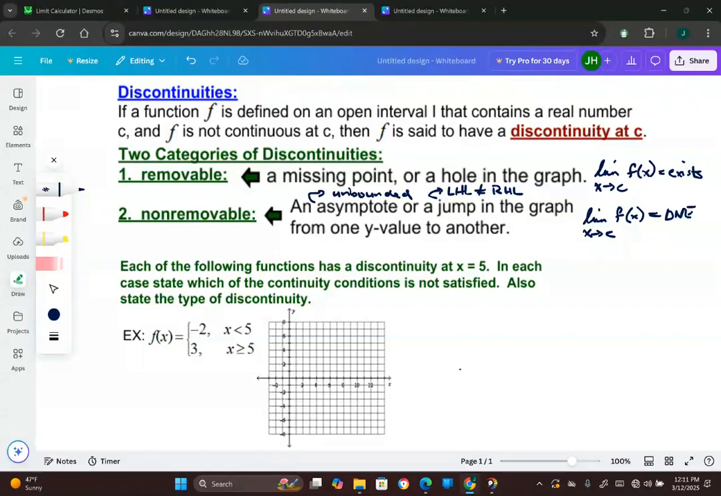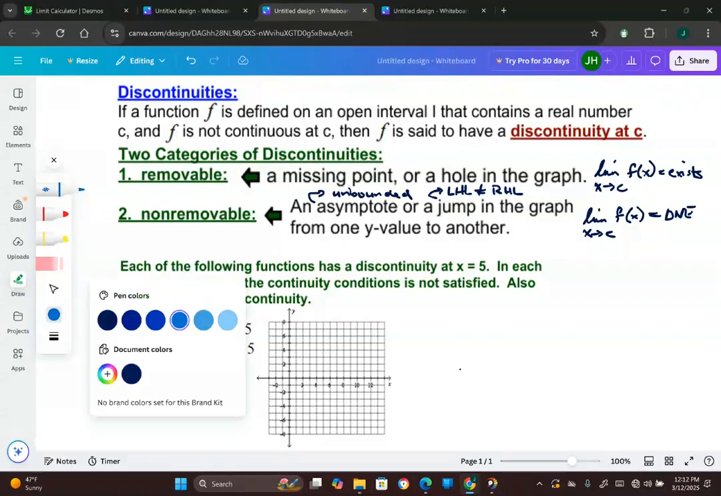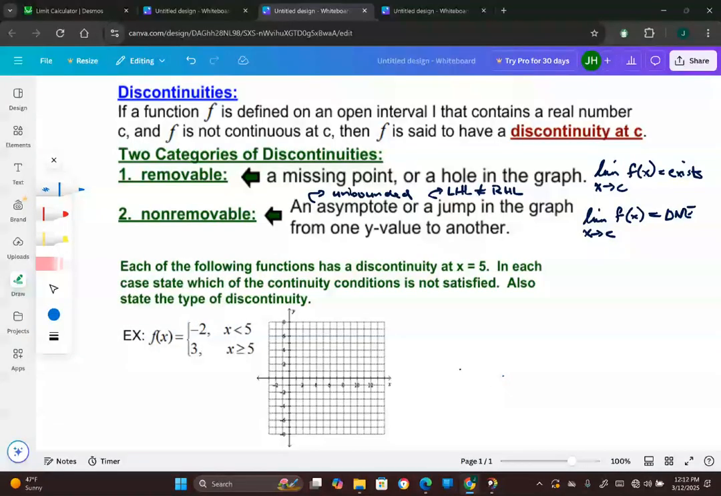So I'm going to do 4 examples for you here. And in each of these 4 examples, I'm going to have a graph that involves a discontinuity at x equals 5. Now, this first one is a piecewise function. It equals -2 right here until I get to 5, and at 5, I cannot include the 5. But then when I get to 5, the value of the function is 3, and it equals 3 after that all the way across the graph.